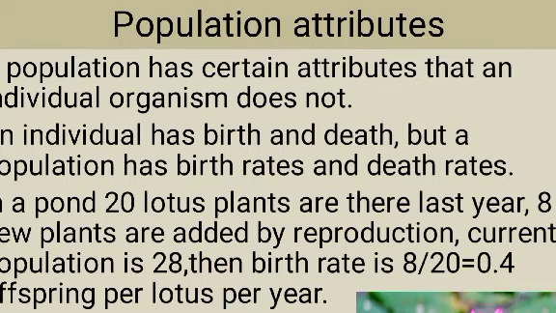Next is the population attributes. What are attributes? It is the quality or the features of a population. That is what we say as population attributes. A population has certain attributes, and the individual organism does not have such attributes. Okay, the population is having certain attributes, whereas an individual organism does not have such attributes.